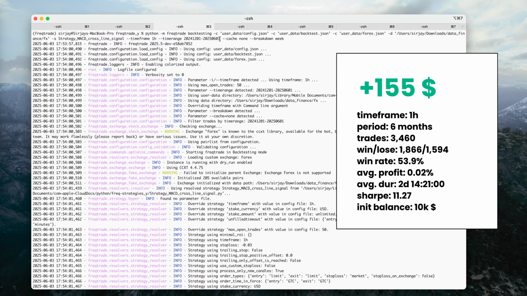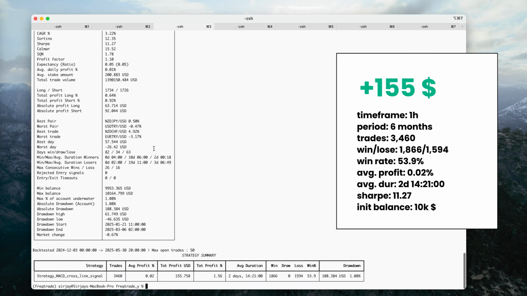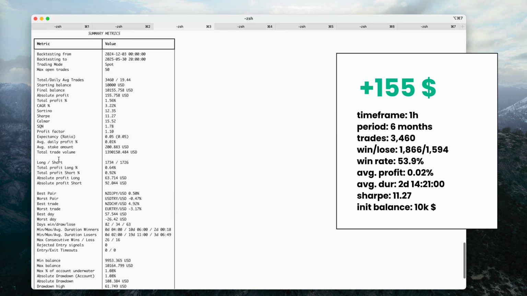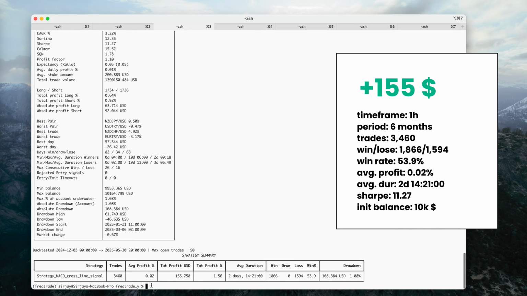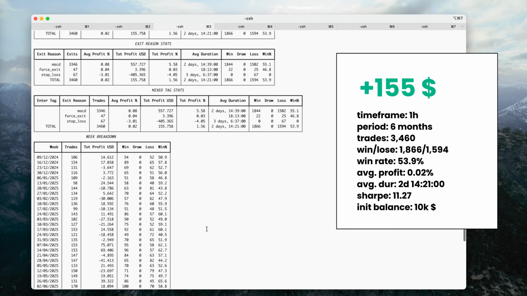1 hour we tested for the last 6 months, and for this period we got a little bit profitable value, $155. We got long shorts. Yeah, everything's profits, but not so high total profit. Only a little more than 1% of all the traded deposit. The traded deposit is $10,000.